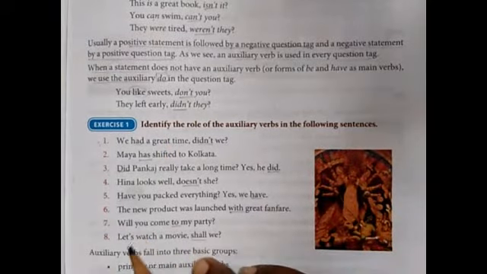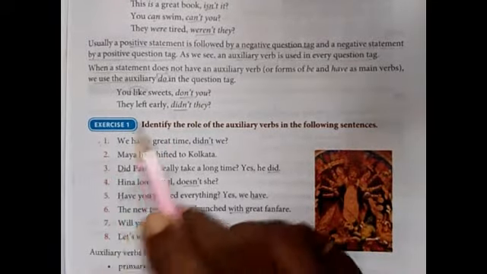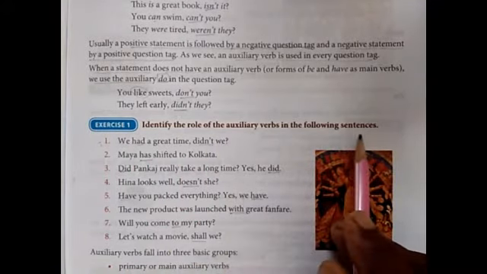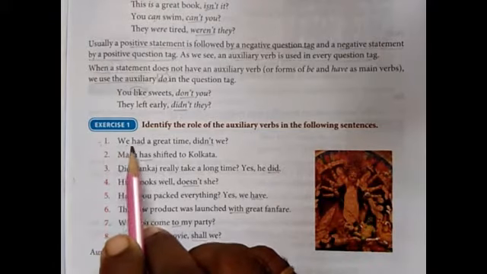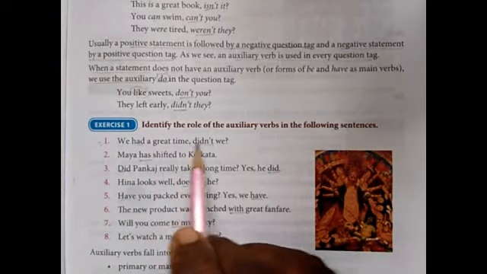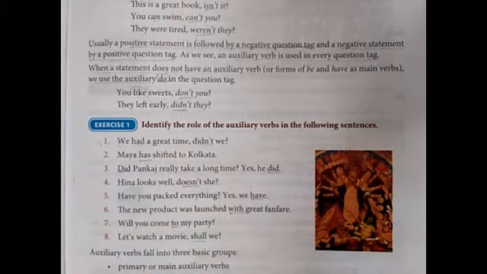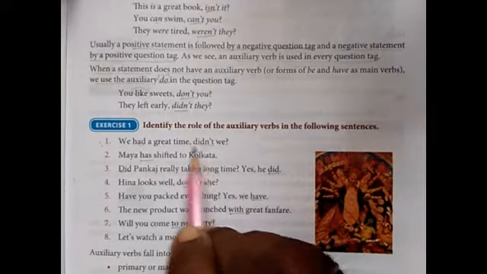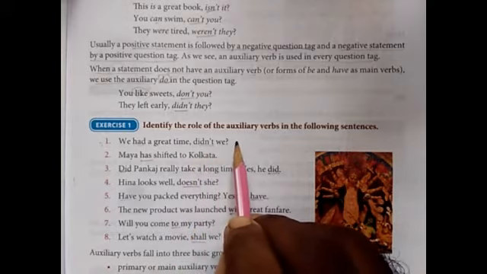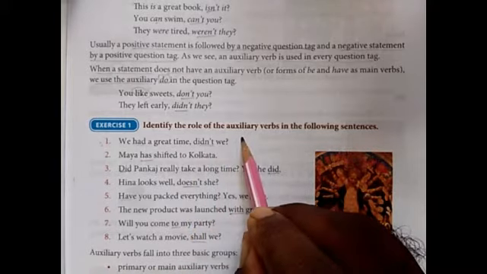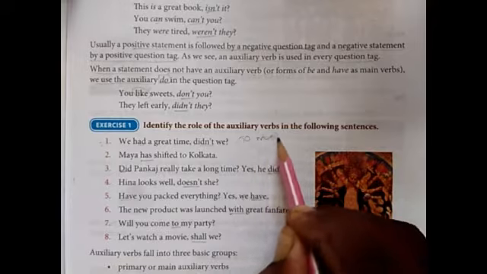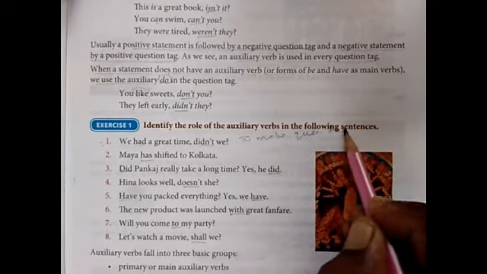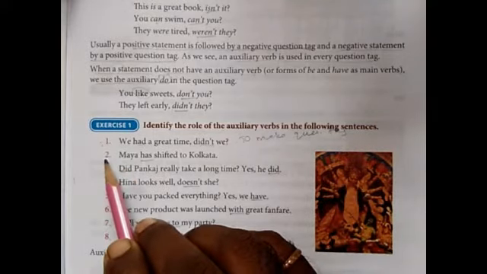With this, let us try solving exercise 1. Identify the role of the auxiliary verbs in the following sentences. Number 1: We had a great time, didn't we? Here, what is the function of the auxiliary verb? It is used to make a question tag.